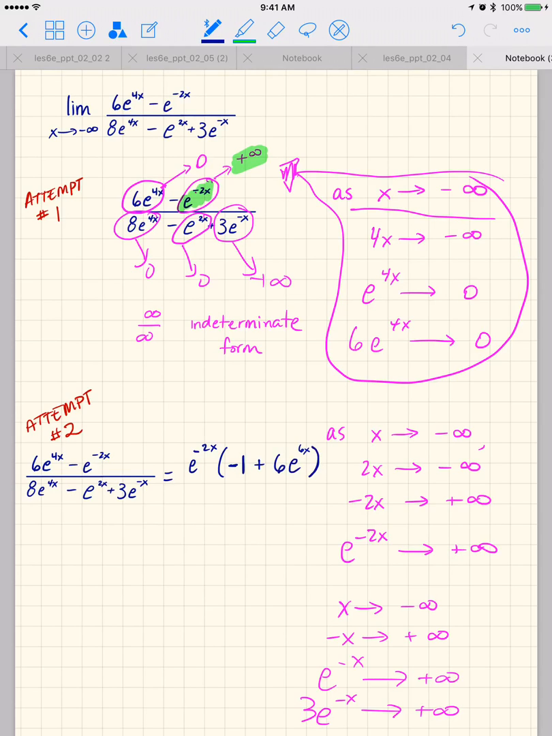And then, in the denominator, what is the leading term? In the denominator, the leading term is going to be e to the negative x. You could put 3e to the negative x, or you could just put e to the negative x. I'm just going to put e to the negative x to be done with it. So I'll have 3, and then minus e to the 3x, and then plus 8e to the 5x. Okay? And now I'm going to erase some of this so I can have some more space.